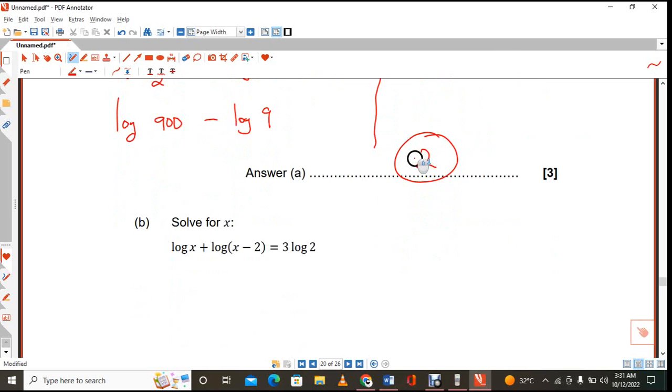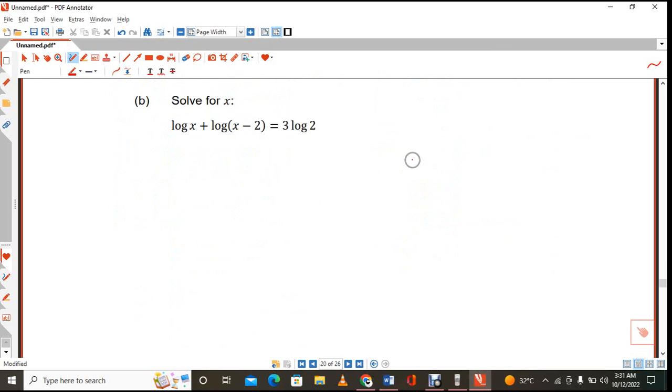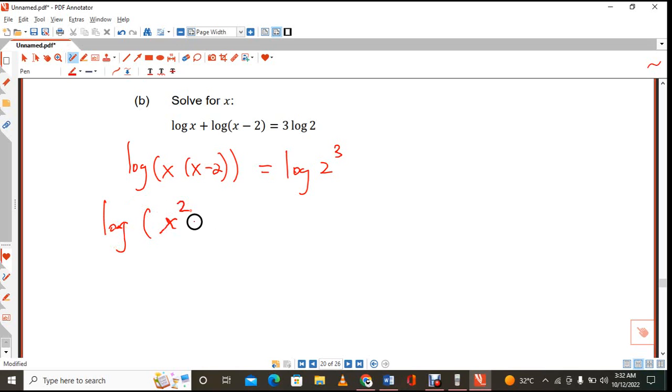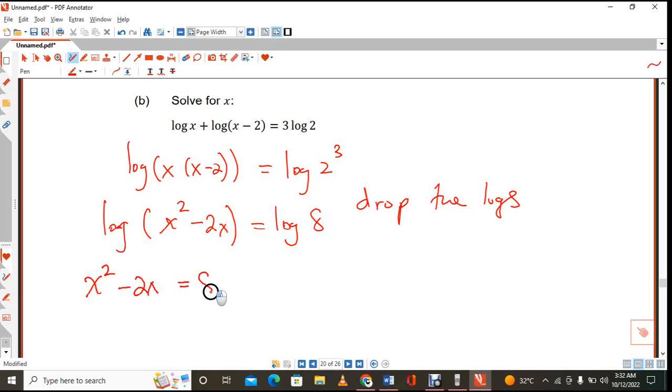Part 2, solve for x. So that's a logarithmic equation. Again, you have to simplify the right hand side. You're adding logs of the same base. Once you add logs of the same base, you are multiplying the numbers. That's x multiplied with x minus 2, and that is log 2 cubed. So you are going to have x squared minus 2x is equal to log 8. Now from here you can drop the logs, so you simply have x squared minus 2x equals 8.